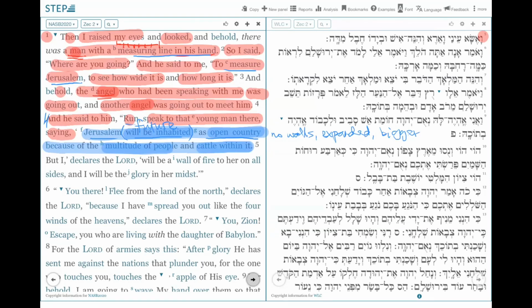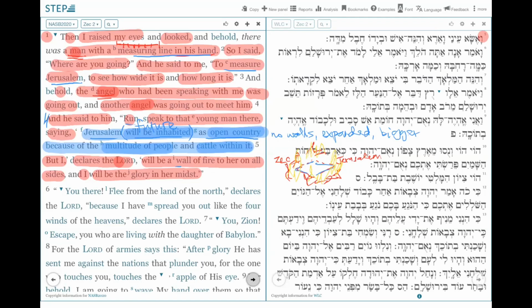And the reason is this: but I, declares Jehovah, will be a wall of fire to her on all sides, and I will be the glory in her midst. This idea is to tell us that today, at the time of Zechariah, there is a size of Jerusalem, and that was what was measured. But in the future, there will be none of this. God will be the wall, and it will be a wall of fire. So I'm just trying to portray this because God is going to be the defense of Jerusalem. That is the picture that's given to us here.